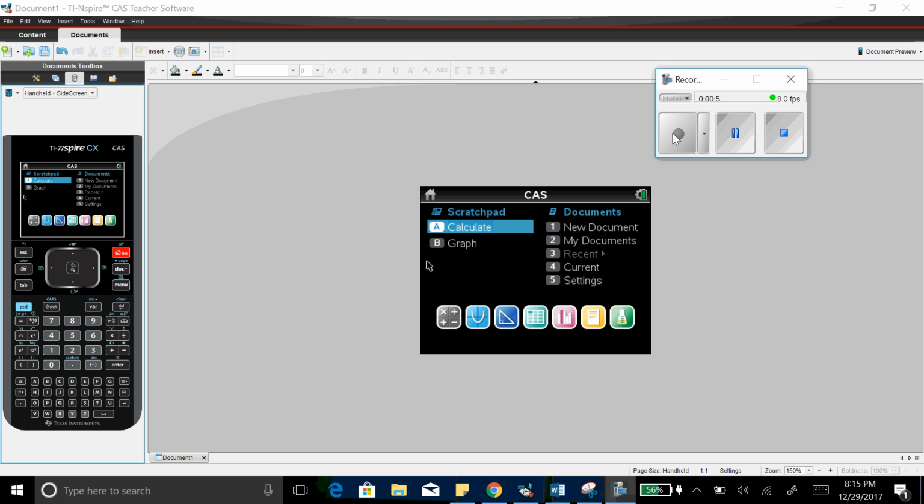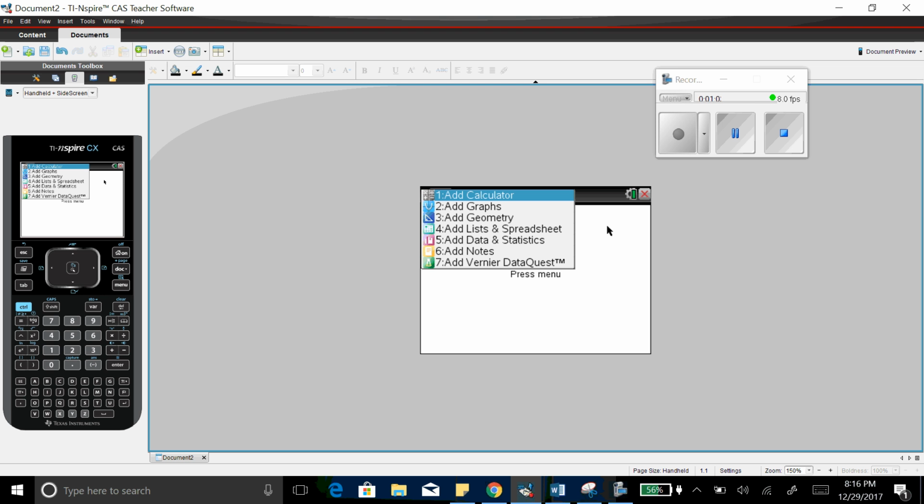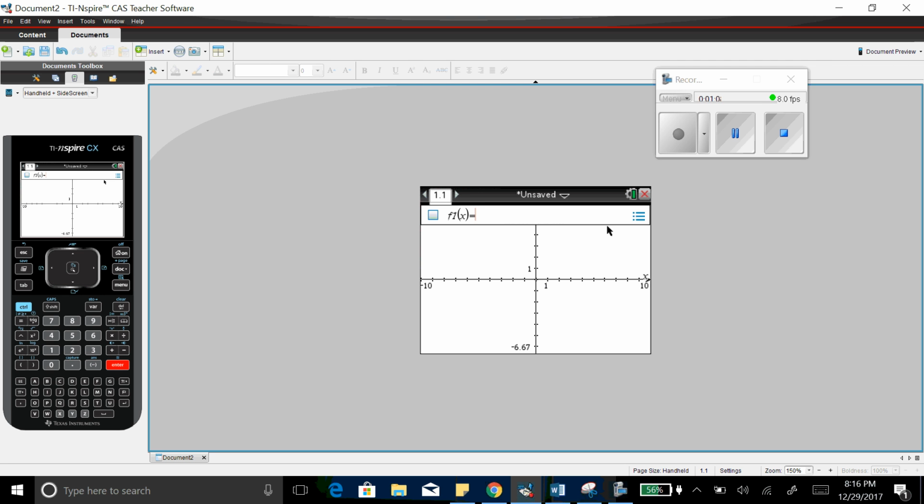So first thing you want to do is turn on your calculator and go to the home page. When you're at the home page, you want to hit New Document, so choice 1. And then go to choice 2, Add a Graph, and enter. Now at this point, we can graph anything that the Regents tells us to graph. So if it says graph this function that you have never seen before, it's okay because you're able to do it using your graphing calculator.